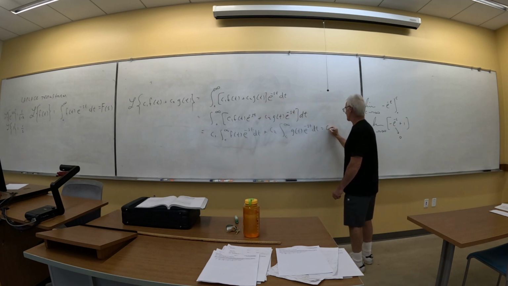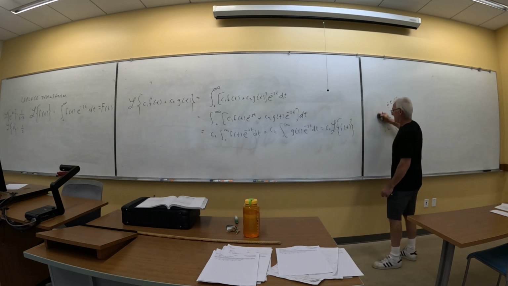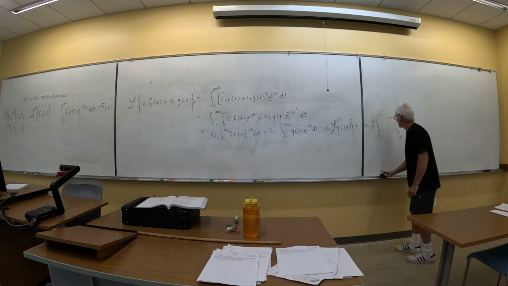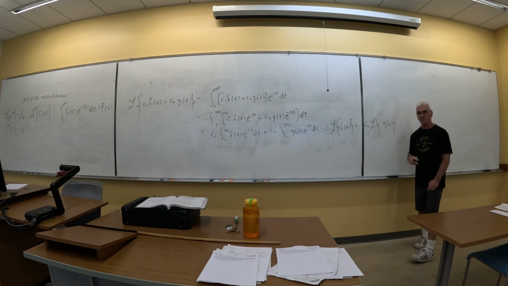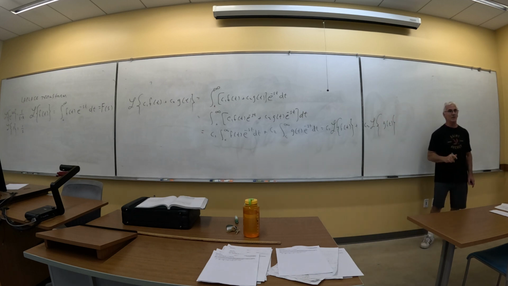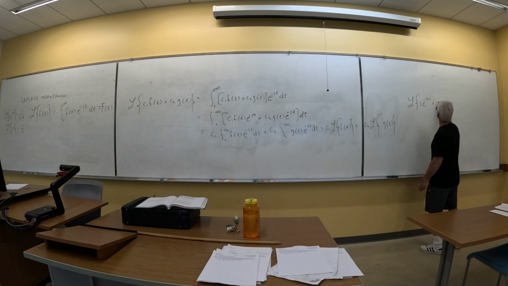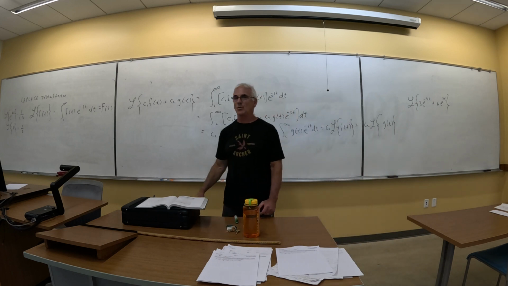But isn't the first one C1 times the Laplace transform of f of t? Plus what? C2 times the Laplace transform of g. And we have proved it. Why is that a good thing? Because I would like you to tell me the Laplace transform of, I don't know, how about 3 e to the negative 4t plus 6 e to the 2t? I'd like you to tell me this without doing any work.